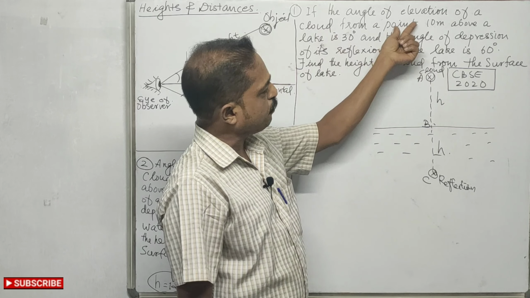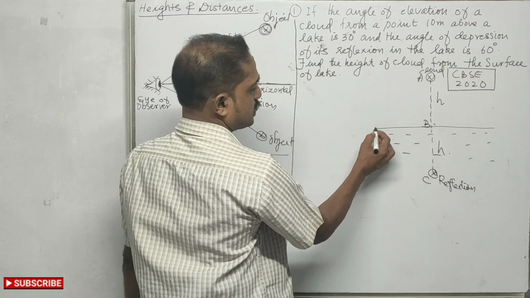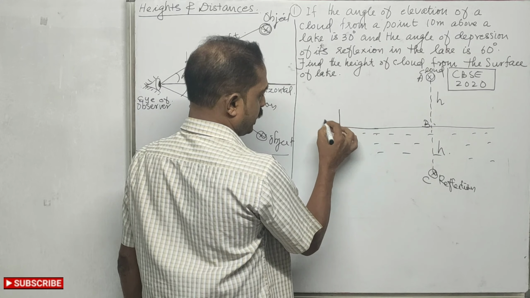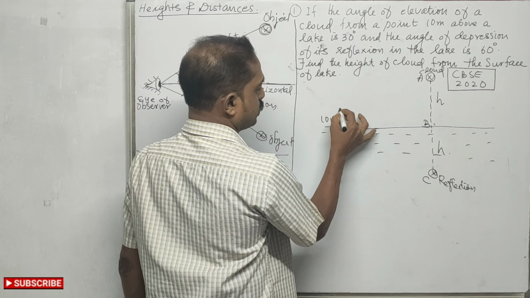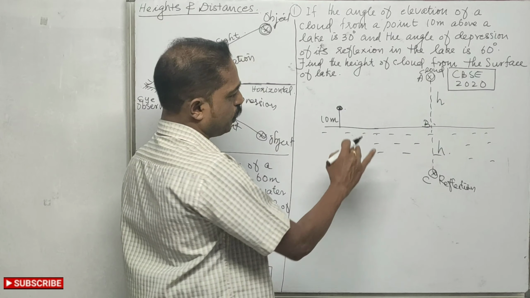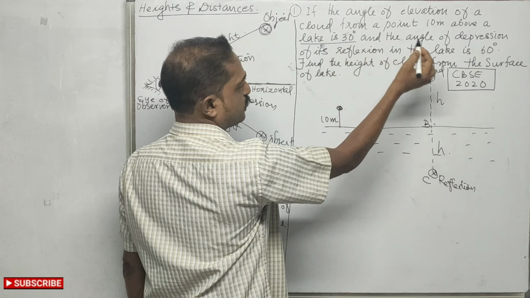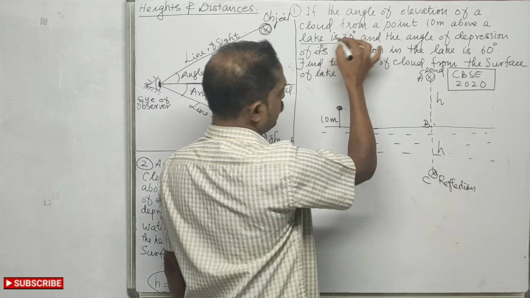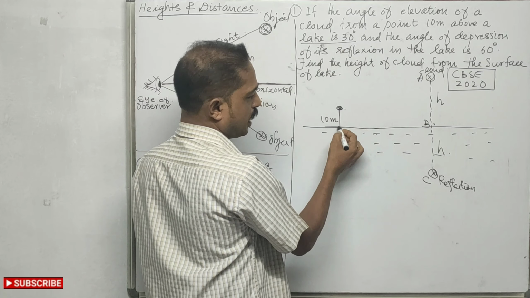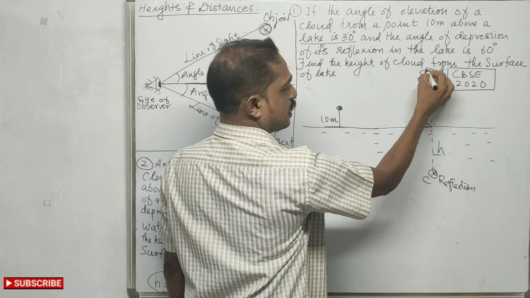The angle of elevation of this cloud is given from a point 10 meter above a lake, and it is 30 degree. So this is the surface of the lake. From a point which is 10 meter above the lake, let this be the point. From 10 meter above the surface of the lake, the angle of elevation of this cloud is 30 degree.